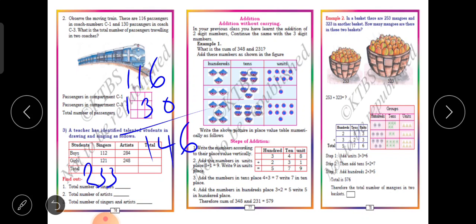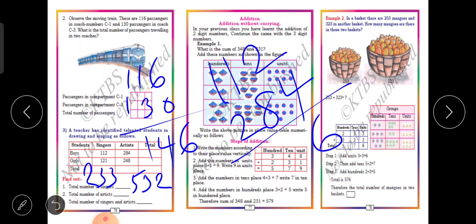Both 284 and 248. 12. Carry 1. Again it is 12, 13. 1, 4, 5. 532. See here, now altogether how many singers and artists of boys? So what you should do? 112 plus 284. How much is it? 6, 9, 3. 396. How much girls?